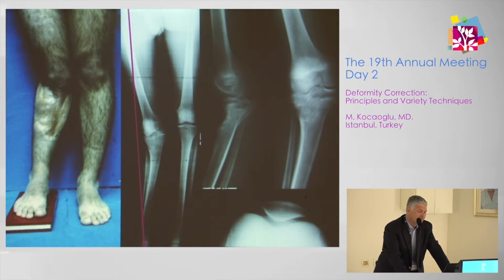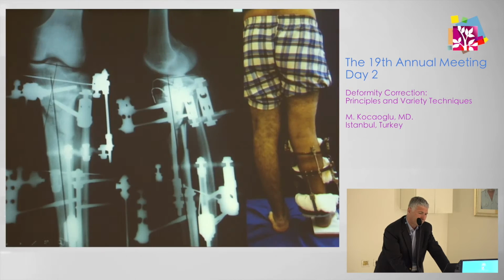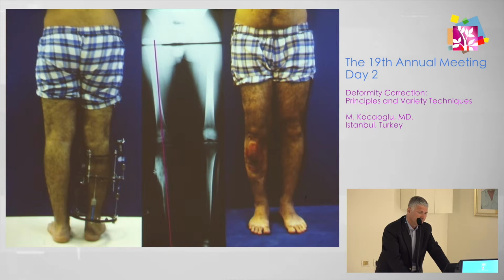Look at this case. This was a case that came to my office with a post-traumatic deformity in valgus and recurvatum. I treated this patient with a proximal tibial osteotomy and lengthening of the fibula for strengthening of the lateral collateral ligament. And you see, just after the removal of the fixator, it has been corrected and is well aligned.